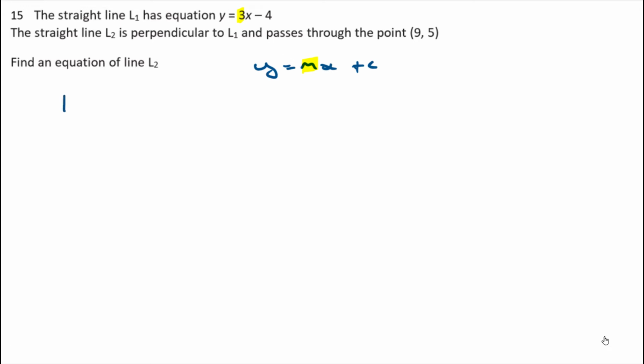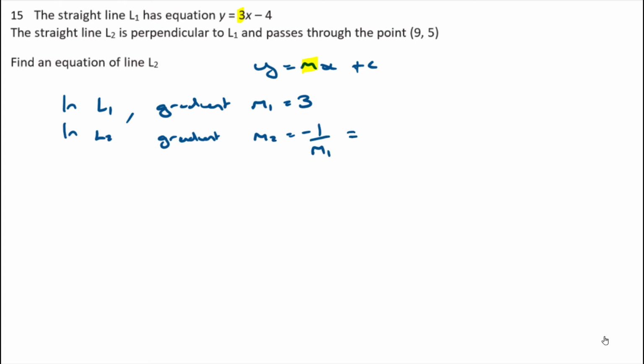So I'm going to say in L1, the gradient M1 is equal to 3. And then in L2, the gradient M2 is perpendicular, which means it's going to be the negative reciprocal of M1, isn't it? So it's going to be minus 1 over M1, which is minus 1/3. Okay? So the gradient M2 is minus 1/3.